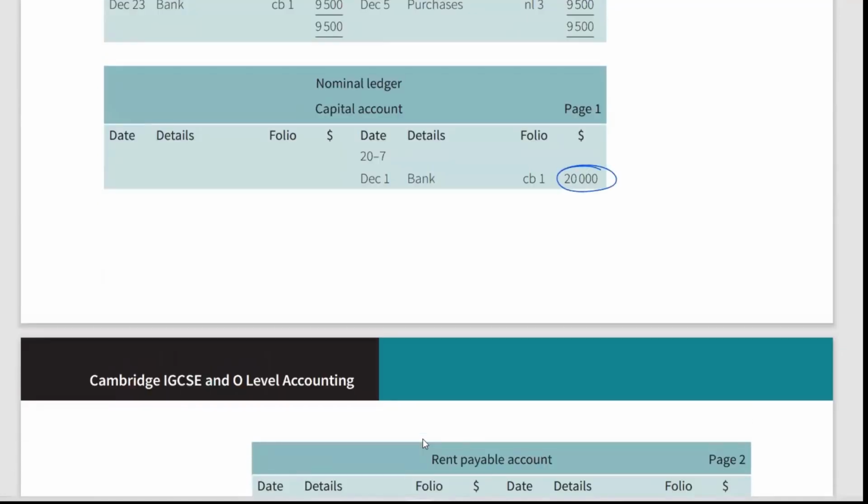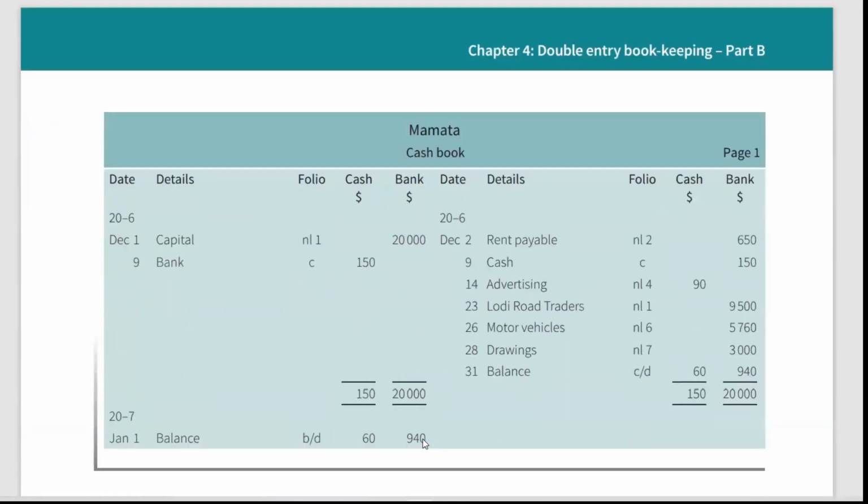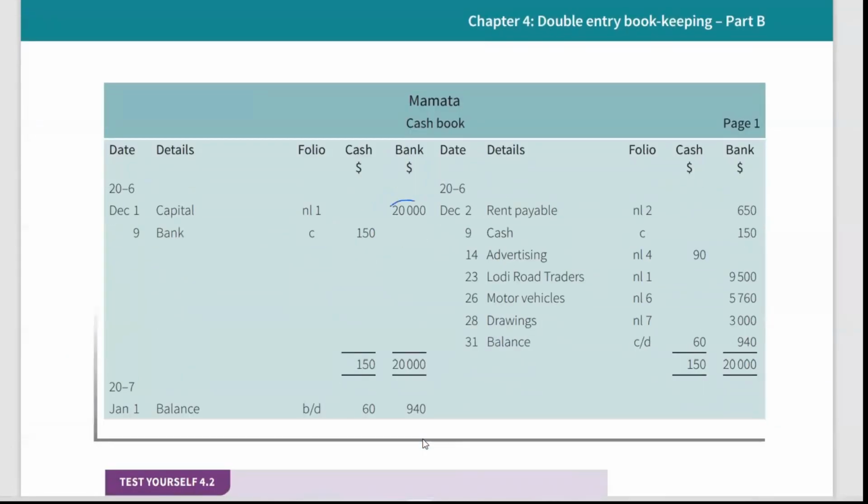Credit capital account. Look at the folio. It says the double entry is going to be in CB. What is CB? Cash book. So if we go to cash book, look at the debit side. That's what happened, right? Capital was put into bank, and so bank was debited by 20,000. And we detailed that as capital. I think it makes sense.